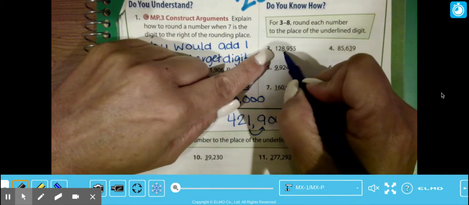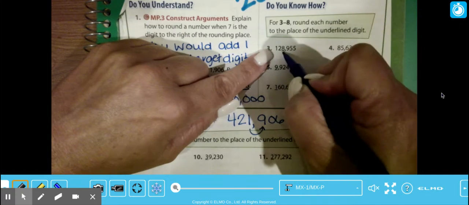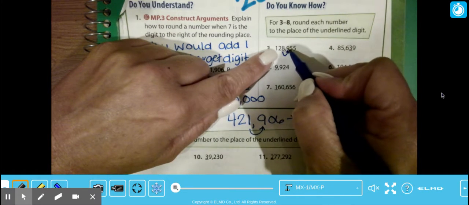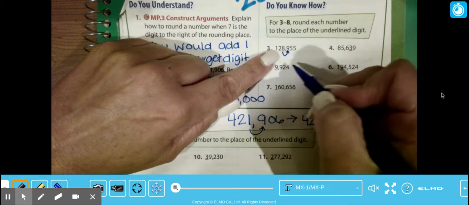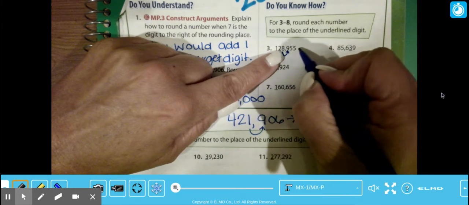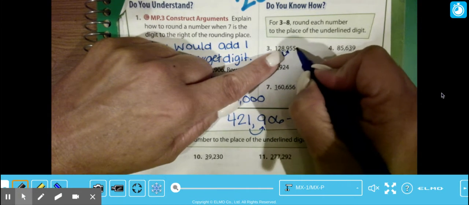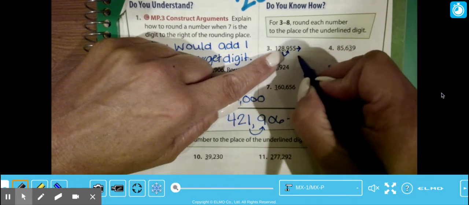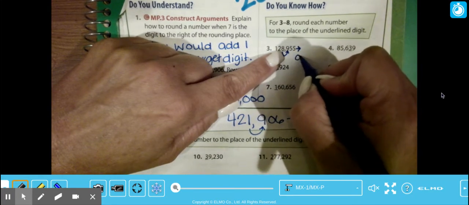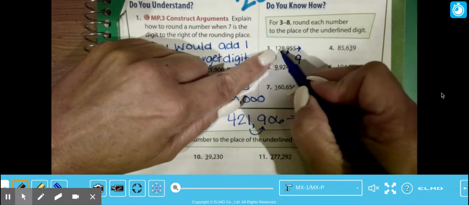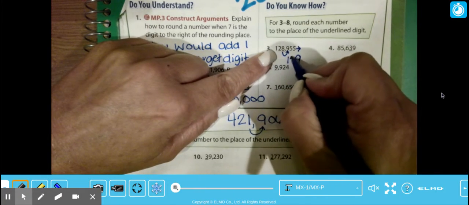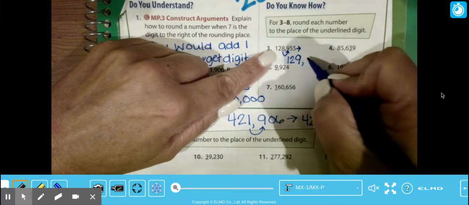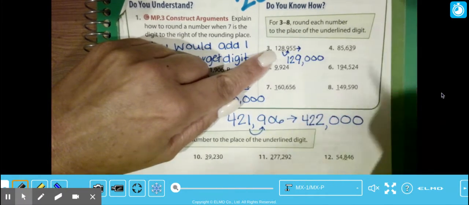So here we're going to round to the nearest thousand. So I'm going to look to the right. I see a 9. So that means 5 or more, add one more. I'm going to add one more to my 8. I can make a little arrow there if I want. And if I add one more to my 8, it's going to be a 9. And then I want to add my 1 and my 2 in front because those stay the same. And all those other 3 digits are going to be zeros.